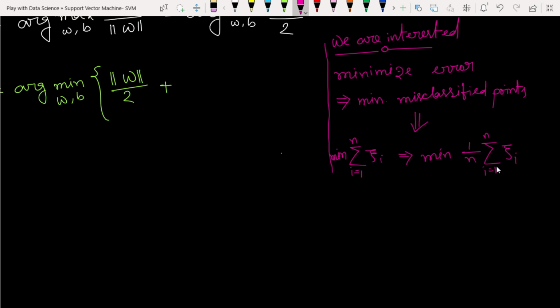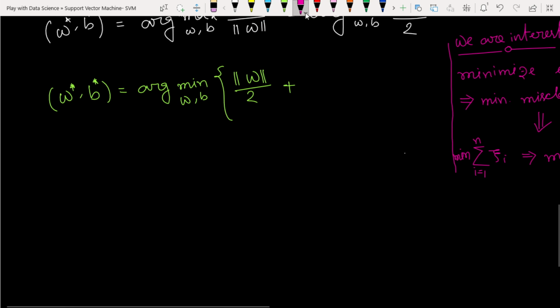I have included this term here, that is 1 by n times the zeta i's. And to control our bias-variance trade-off, we have included one term, C. This is our hyperparameter. We will see how to control the trade-off between bias and variance by controlling the value of C.